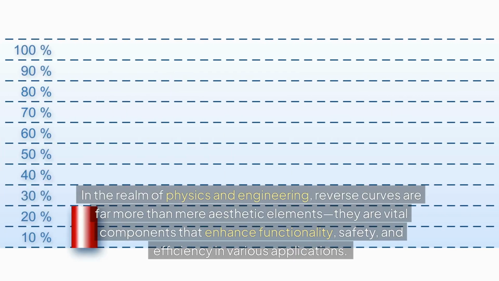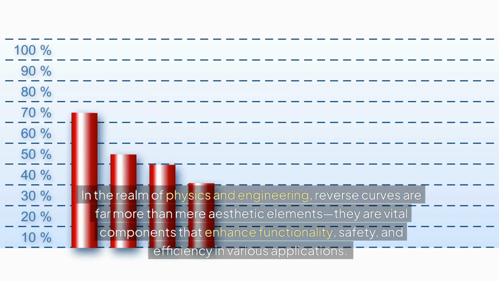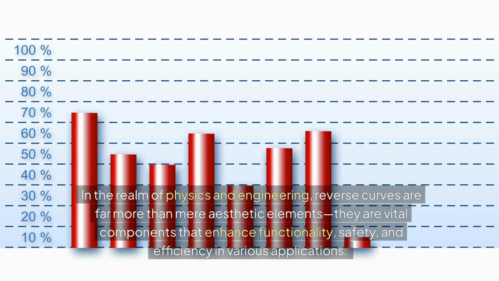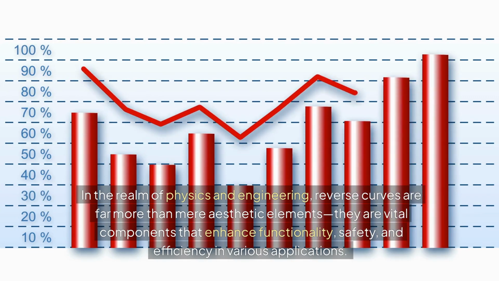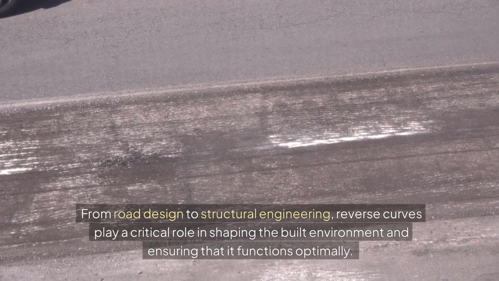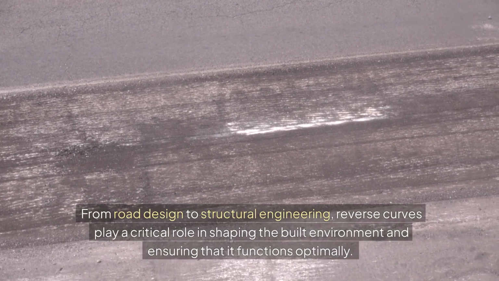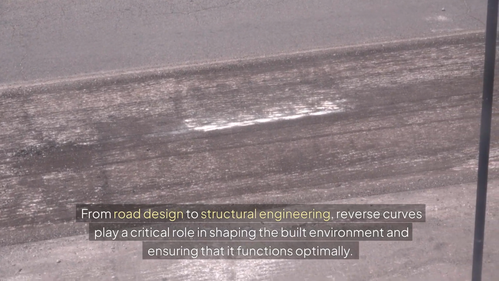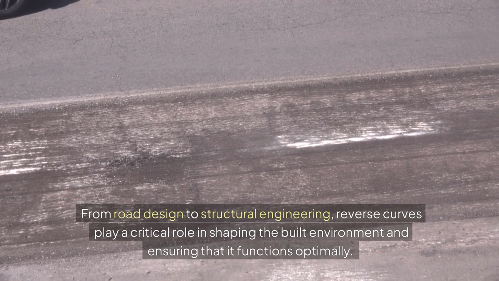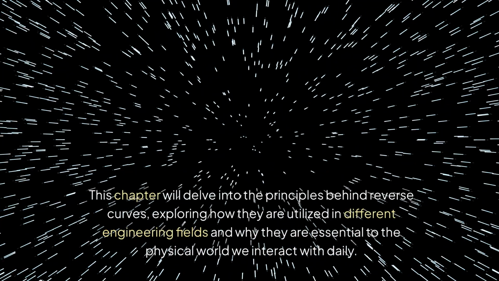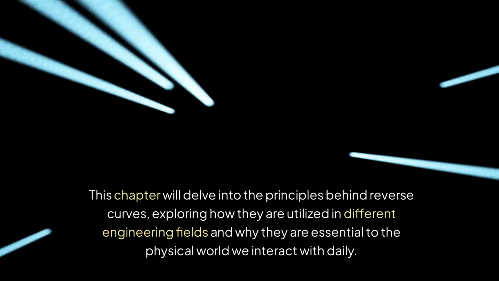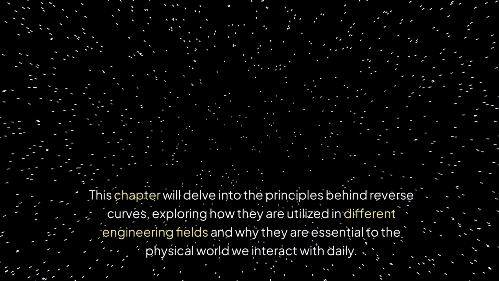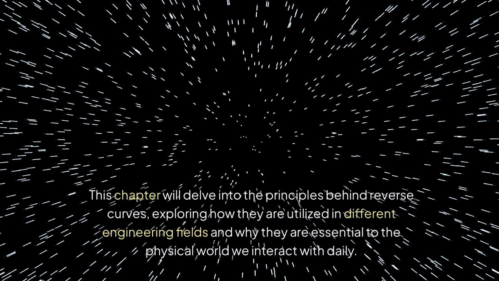In the realm of physics and engineering, reverse curves are far more than mere aesthetic elements. They are vital components that enhance functionality, safety, and efficiency in various applications. From road design to structural engineering, reverse curves play a critical role in shaping the built environment and ensuring that it functions optimally. This chapter will delve into the principles behind reverse curves, exploring how they are utilized in different engineering fields and why they are essential to the physical world we interact with daily.